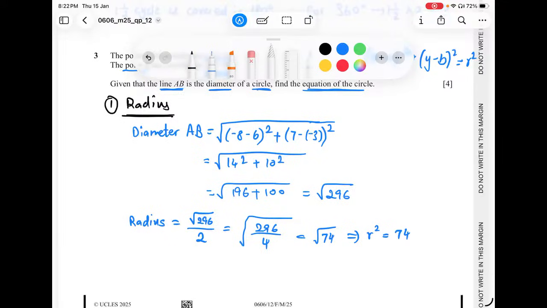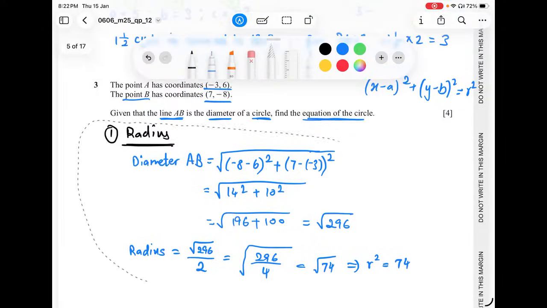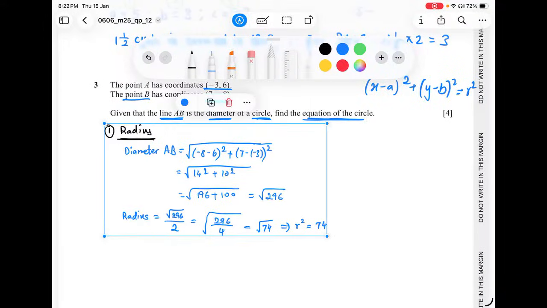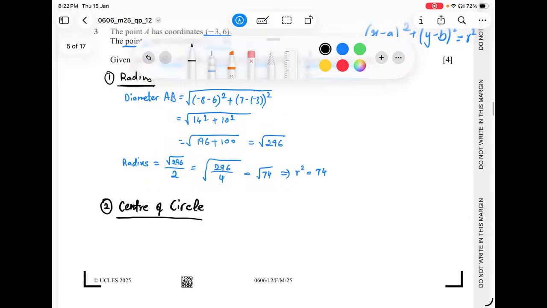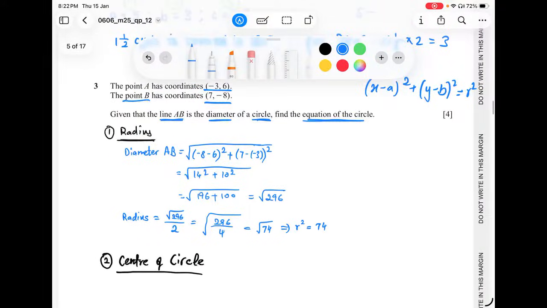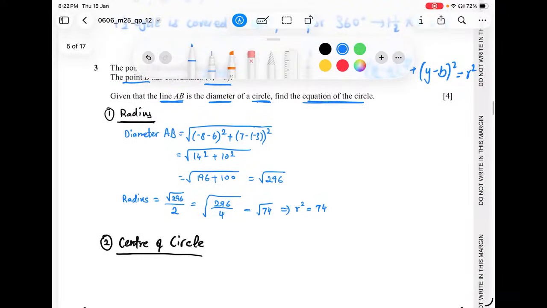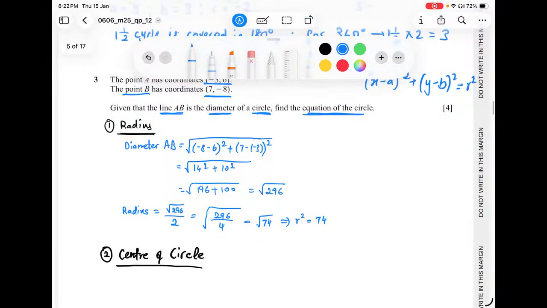So for part 2, I'll just shrink this to get more space. Step 2 you need to solve is the center of the circle. How do you find that? You know that this is the diameter, and a diameter always passes through the center, dividing into two equal radii. So the midpoint of these 2 points should be the center, right?